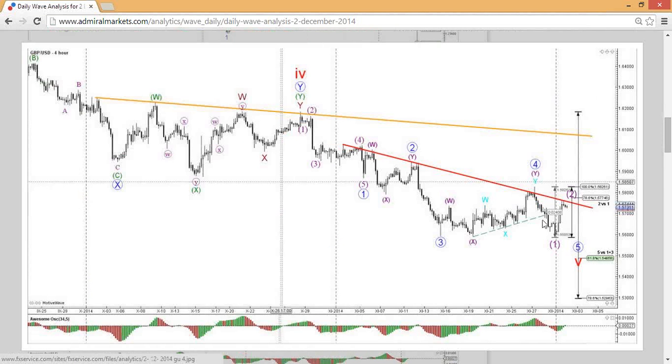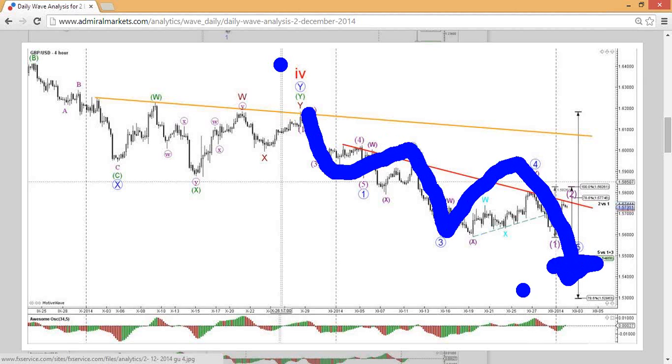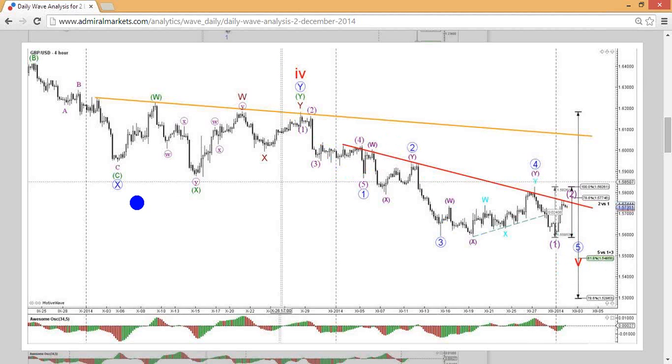Pound dollar. Pound dollar, similar story. In fact, we have a wave 4 here ending, going down for wave 5. Within that wave 5, we have a 1, 2, 3, 4, 5. Now, this wave count could easily be a bit different, and it could be just as valid. I don't think it's really that important.